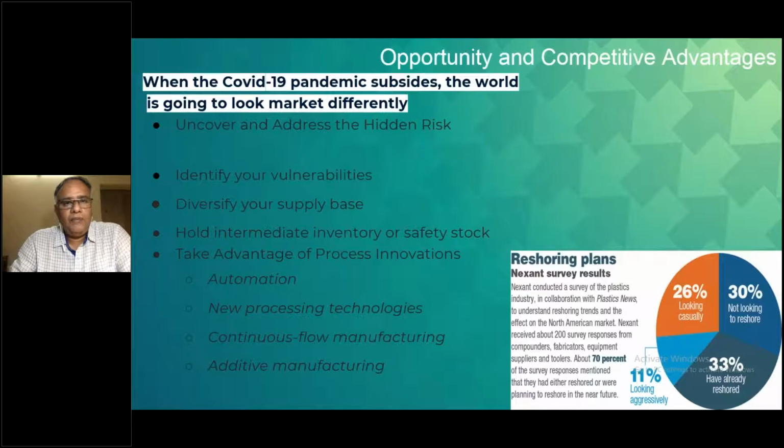As one of the surveys I've quoted at the bottom of the screen shows, about 70% of the survey respondents mentioned that they want to either reshore or are planning to reshore in the near future from other countries, because they were not sure where to get this material from, because nobody has looked into sourcing out of China or from a single supplier.